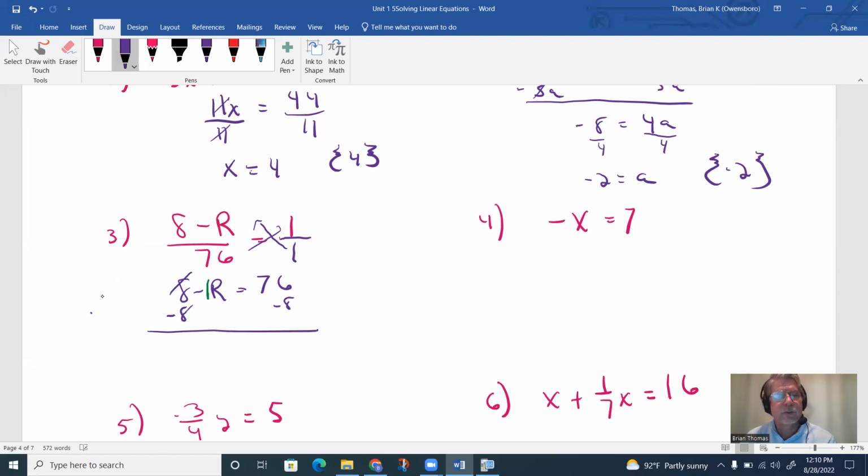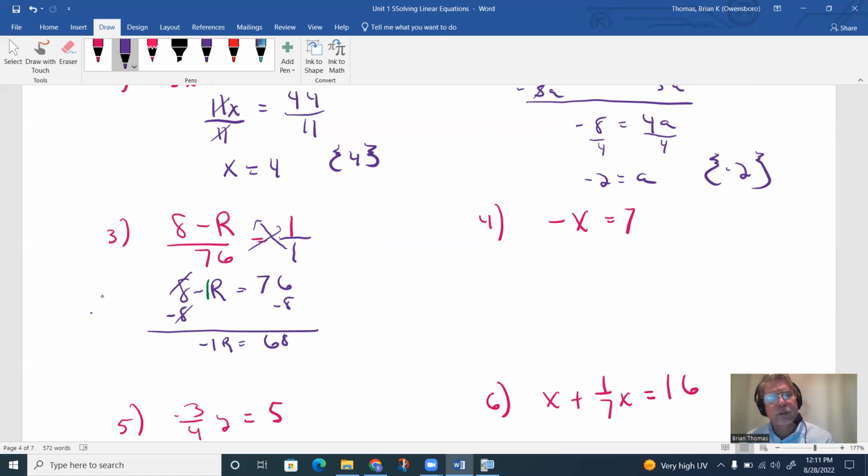So the 8 and the negative 8 will zero out, and that'll leave me with like a negative 1r. And 76 take away 8 would be, what would that be? So 66, 68. Yeah, looks like 68. 68 and 8 would be 76.